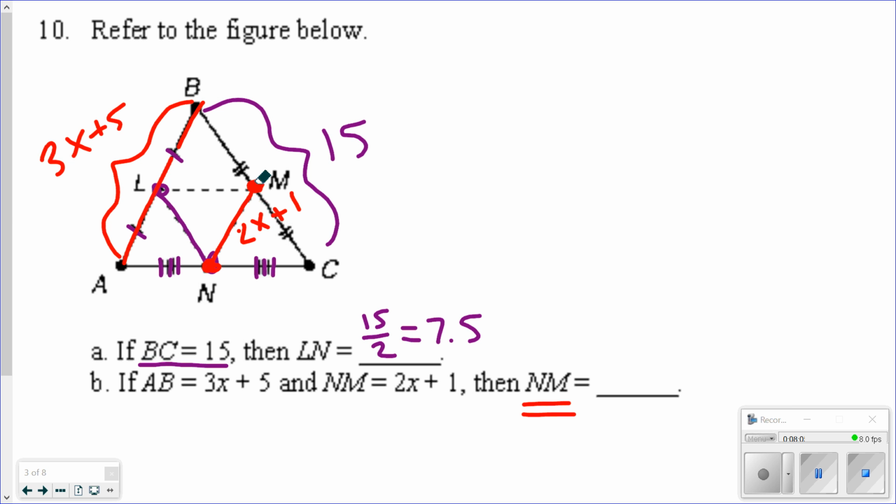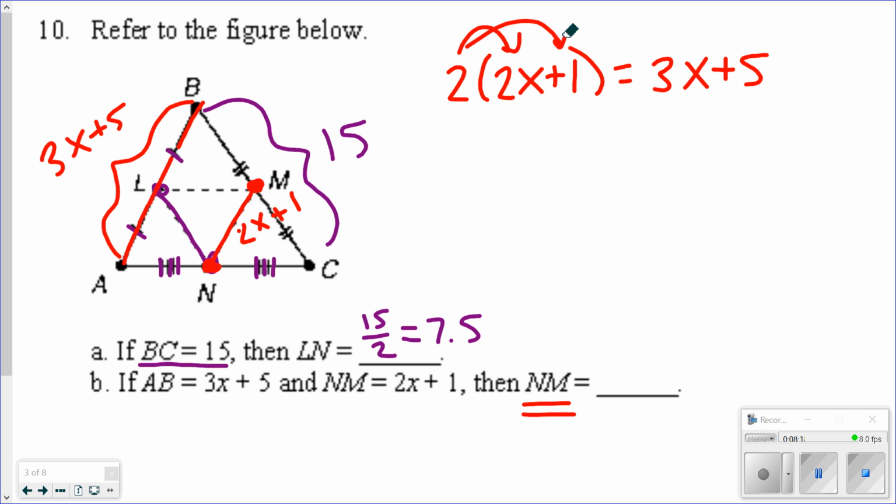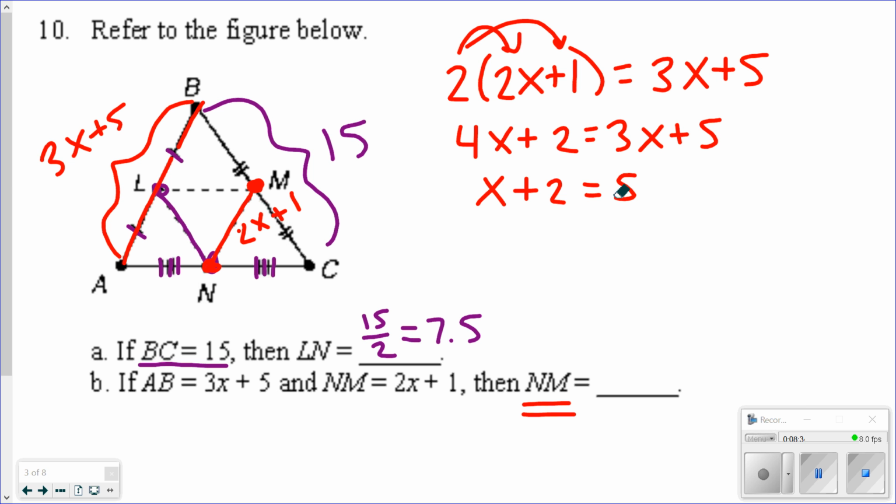So let's do that. So I'm going to do 2 times (2x plus 1) would equal the large third segment, which is 3x plus 5. All right, so distribute. I end up getting 4x plus 2 is equal to 3x plus 5. Let's subtract 3x from each side. This leaves me with x plus 2 is equal to 5. Subtract 2 from each side. X then is equal to 3.